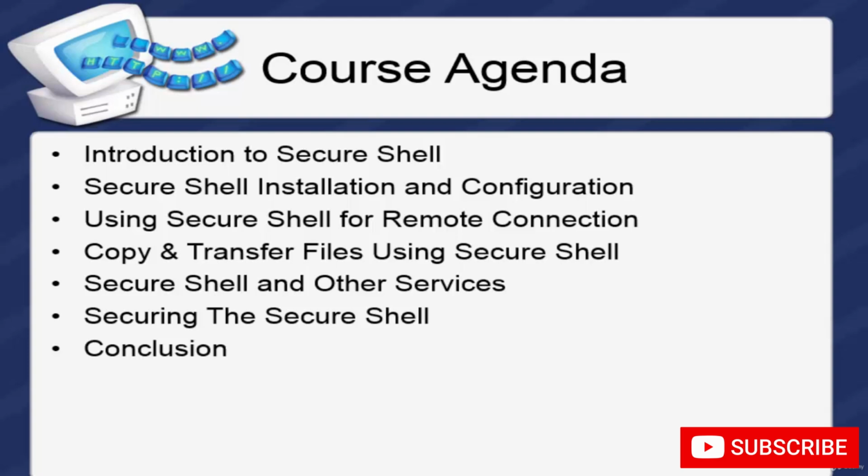After that, we will start working practically on Secure Shell from the third part. We will learn how to connect to a remote machine to administrate it and execute commands on it. Then we will learn how to copy and transfer files between two machines using Secure Shell, and how to use other services such as the VNC service with Secure Shell. Finally, we will end this course with techniques used to secure Secure Shell.